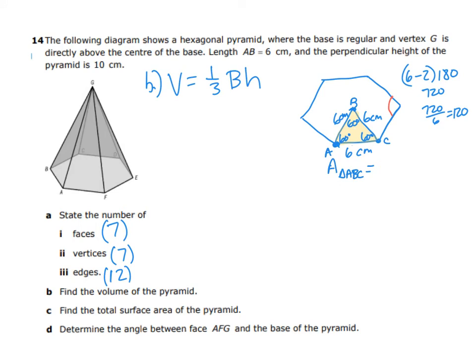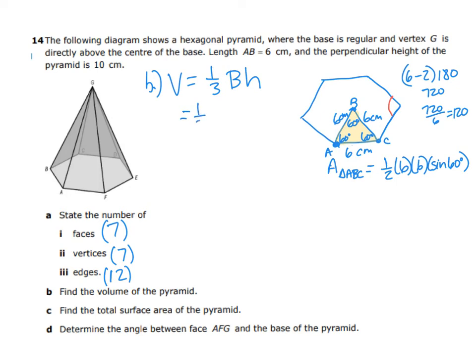It's going to be 1/2 times 6 times 6 times the sine of that included angle, which would be the sine of a 60-degree angle, okay? So now, that would be the area of one triangle, but this hexagon would be made up of 6 of those, okay? So back to the volume of the pyramid.